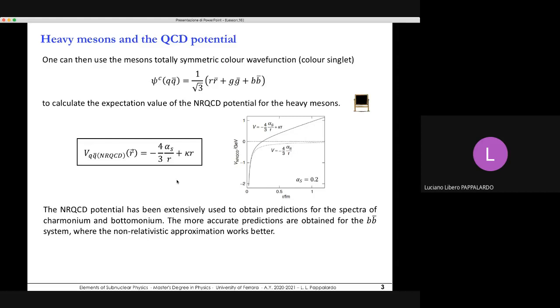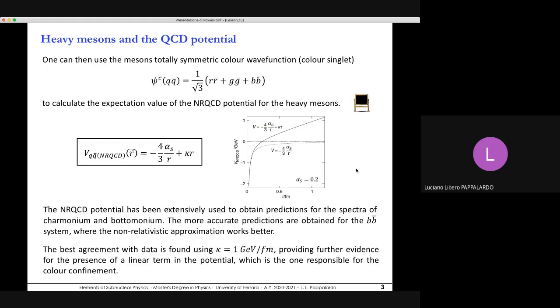Now, this approximation is relatively good for the charmonium case, but it is even better for the case of bottomonium states, because as we've seen before, the bottom quarks are, of course, heavier, and so they move even slower. And so the non-relativistic approximation works even better for the case of bottom anti-bottom. And so one obtains, of course, more accurate predictions for the case of bottomonium.